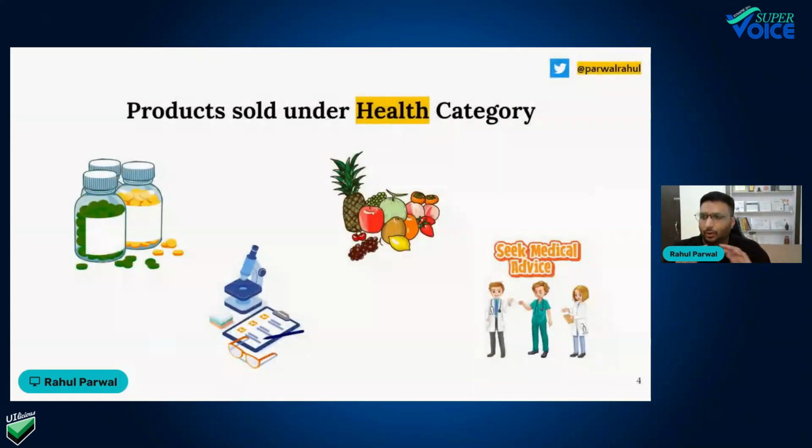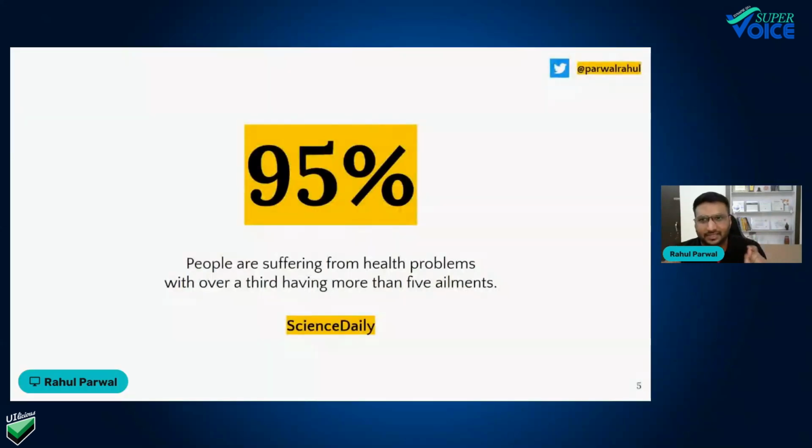If we search around health on the internet, we will find things like medicines, prescriptions, organic food, fruits, vegetables, doctors, consultations, gym equipment, and so on. And as we all know, all these things are very easily and readily available today to almost everybody. But still, people are not healthy. If we look at the stats by Science Daily, 95% of people in this world today are suffering from some form of health problems, be it some kind of physical health issue, mental health issue, or some kind of anxiety issue. But people are suffering from one form or another of health issue.